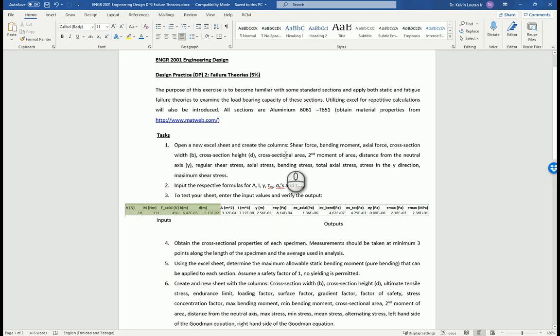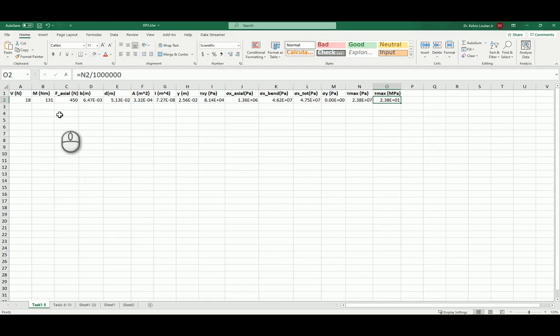So you're going to open your Excel sheet, right? And I'm going to switch over, you could follow along in your script. You're going to open an Excel sheet and create these columns, as seen here: shear force, bending moment, axial force, the dimensions B and D of the cross section. Each group will be given a different bunch of dimensions. Then you enter your formulas for your cross-sectional area, I, Y, tau xy, sigma x.